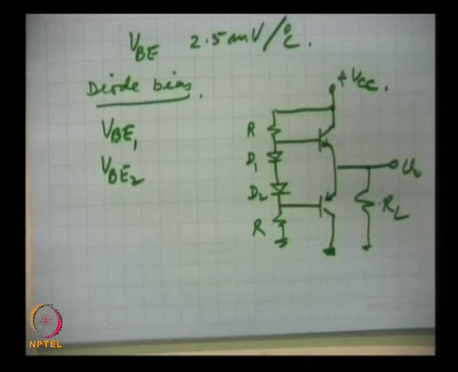So, this is about the diode bias. The next thing which we take is power relations and efficiency.